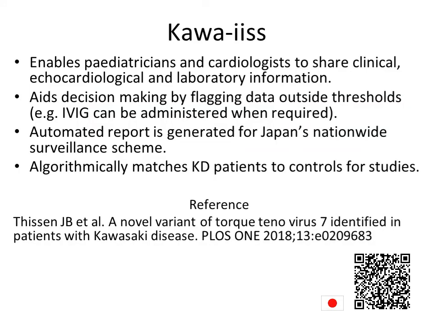Kawaiiss enables pediatricians and cardiologists to share clinical, echocardiological, and laboratory information. This system aids decision-making by flagging data outside thresholds. Kawaiiss can also generate a file to be submitted to Japan's nationwide surveillance. In addition, this software can facilitate epidemiological study, for example, matching Kawasaki disease patients to control subjects.